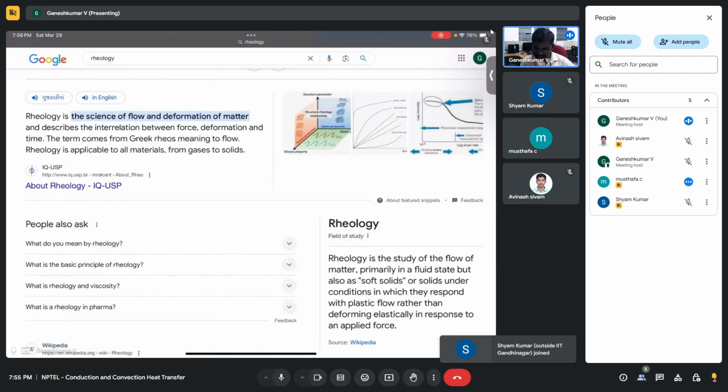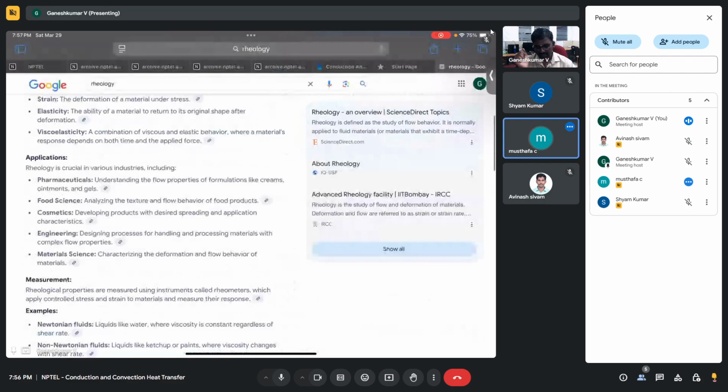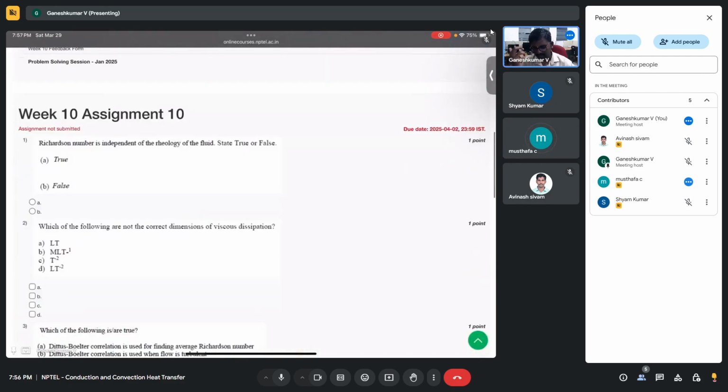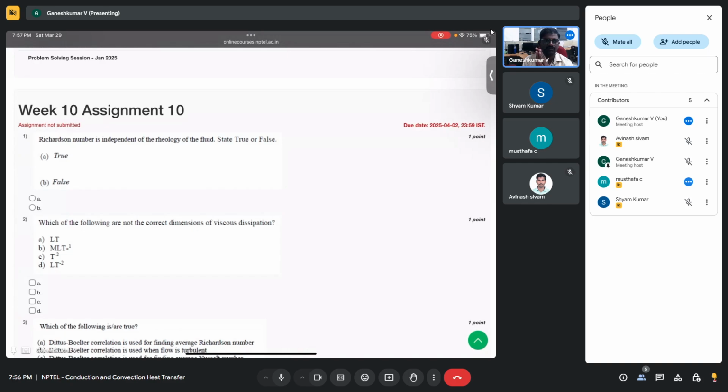Usually, from the rheology studies, we try to find the viscosities. That is my understanding. Whether it depends upon the flow of the fluid or not, in this case the flow is going to be determined by the viscosity, especially in the studies of rheology. So that is what they are asking: whether the Richardson number is dependent on the rheology of the fluid, on the flow and deformation of the fluid. That is what you have to answer.